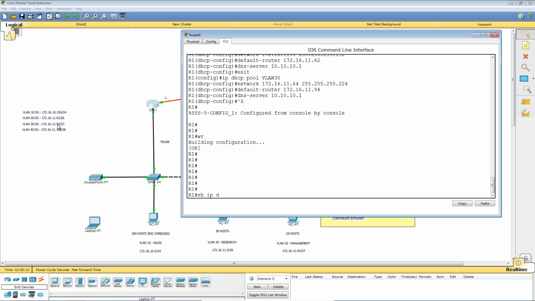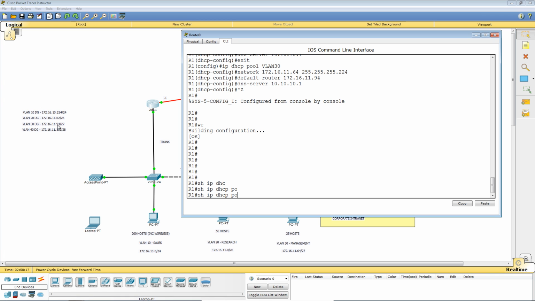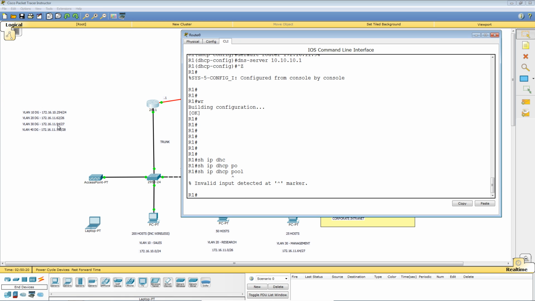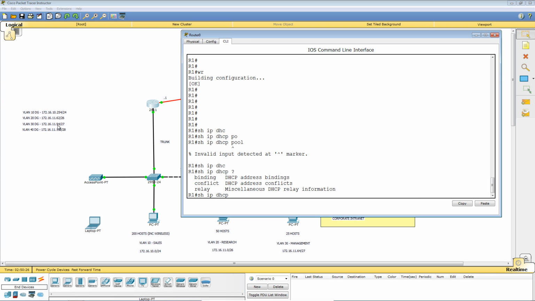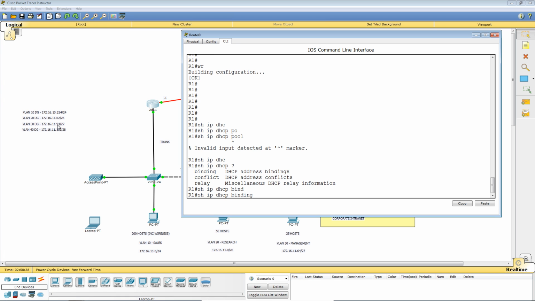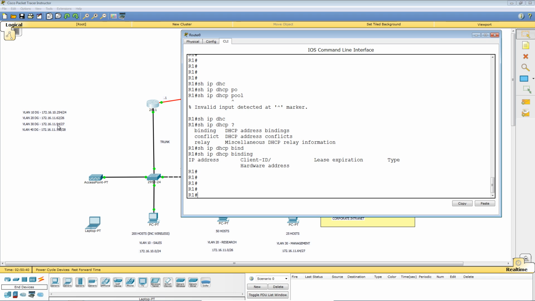Show IP DHCP pool. Doesn't have that command, or does it? Hold on. Is it DHCP binding? Okay, Packet Tracer is very good, but it doesn't have all the commands a real router would have. On a real router you can type show IP DHCP pool, but we can use the bindings command, and that will show us any IP addresses that have been given out and the MAC address of the machine they've been given to. None have been given out at the moment, so it's completely empty.